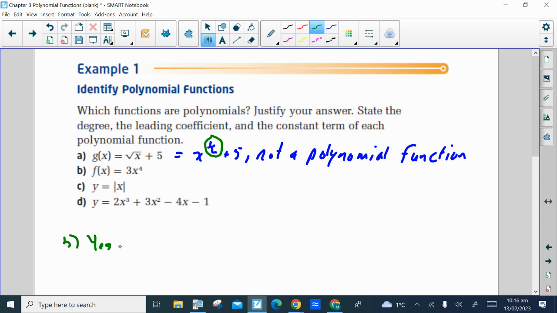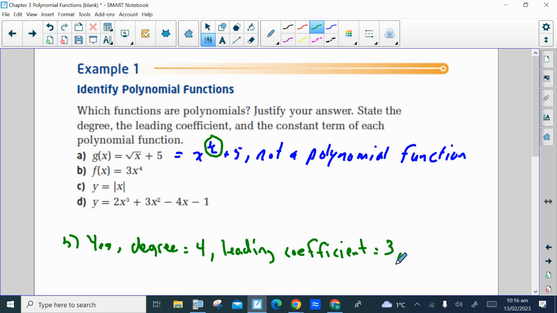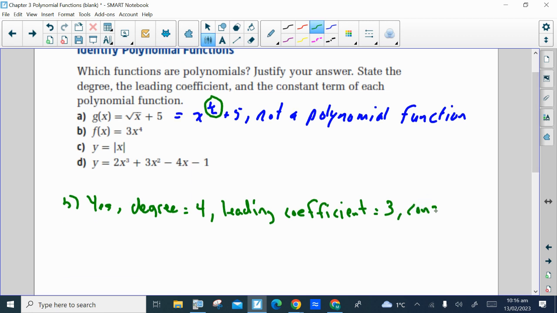So when it is a real polynomial function, we're asked to state the degree, which is the highest power. In this case, there's only one power, so that power is the highest power. So the degree is 4. Leading coefficient, that is the number in front of the highest power term. Again, there's only one term, so it can only be 3 for our leading coefficient. And the constant term would be 0. If you put a plus 0 on the end, that doesn't change the value of that function. So the constant here will be just 0.